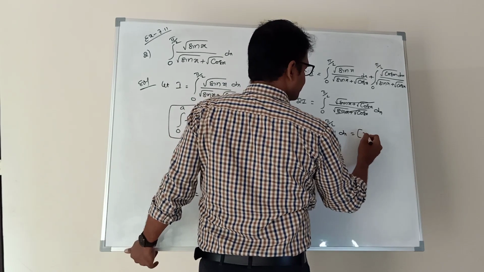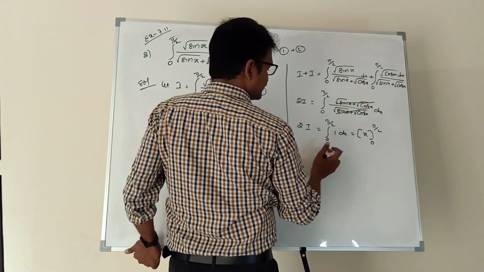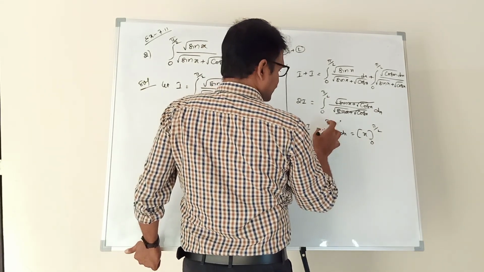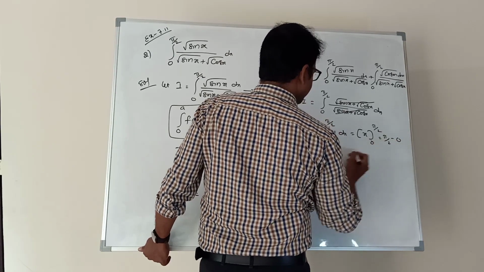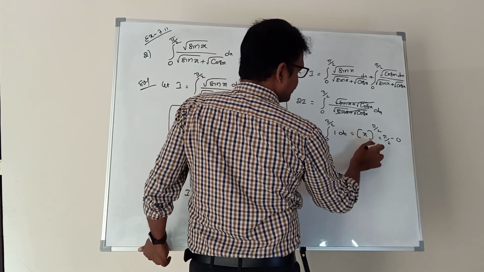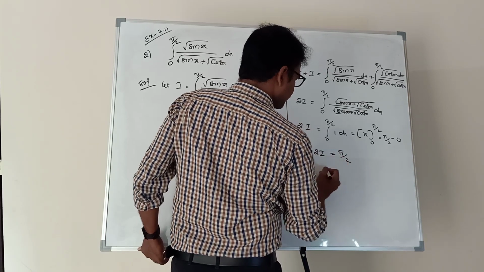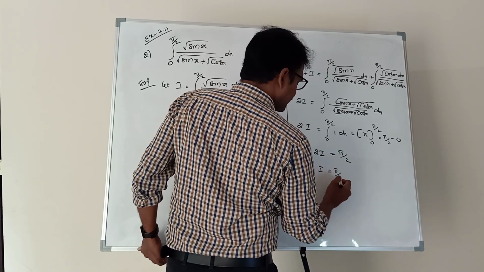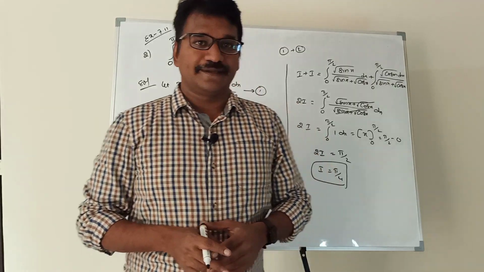Integration of 1 is x. Lower limit 0, upper limit pi by 2. What you have is upper limit pi by 2, lower limit 0. Pi by 2 minus 0. I'll substitute upper limit minus lower limit. So 2I is equal to pi by 2. I is equal to pi by 4. This is the value of the given integration.